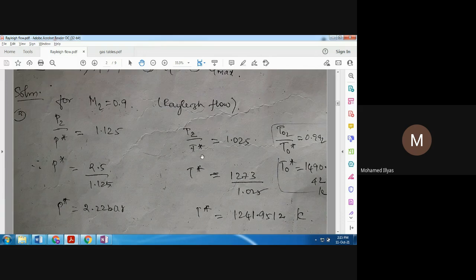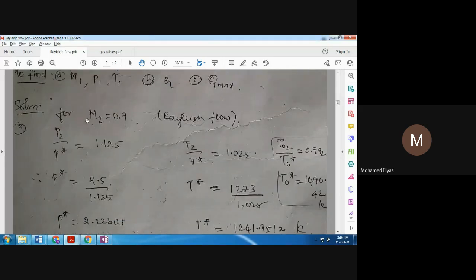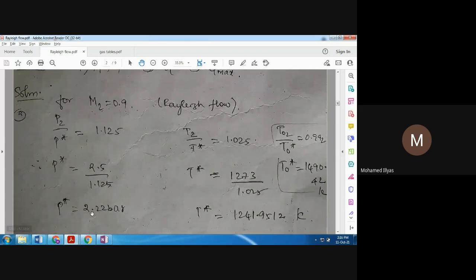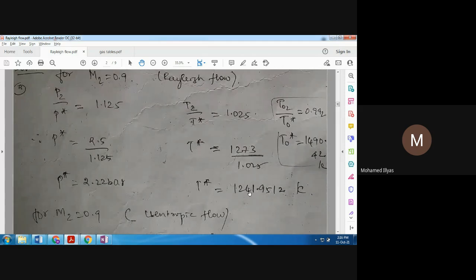There is no need of putting 2 here because critical properties are only at one state only, M equal to 1. So there is no need of putting 2 here, even if you put, nothing wrong in that. So we'll get the critical properties now from this. We'll calculate P star and T star, substituting the values of P2 and T2 because those values are with us. P2 is 2.5, so we'll get P star as 2.22 bar when you substitute in this expression. Substituting the T2 value as 1273, we'll get our T star as 1241.95 here.